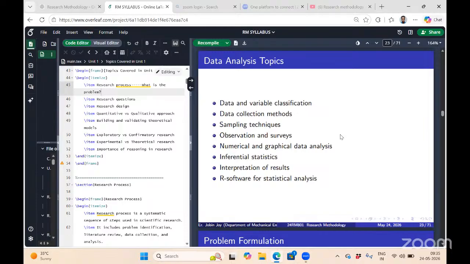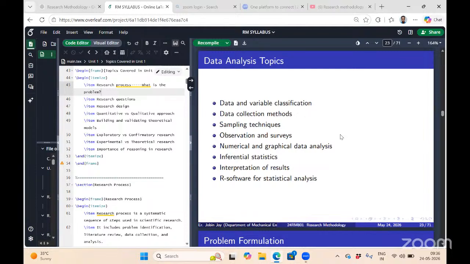Observation and surveys. These observation and surveys, again, are different methods for collecting research data. For example, classroom observation, employee performance survey, customer satisfaction survey, industrial safety observation, online questionnaires. These are examples of observation and surveys.